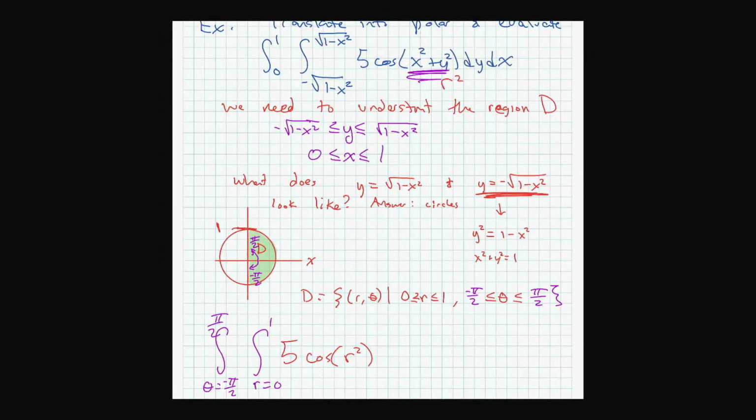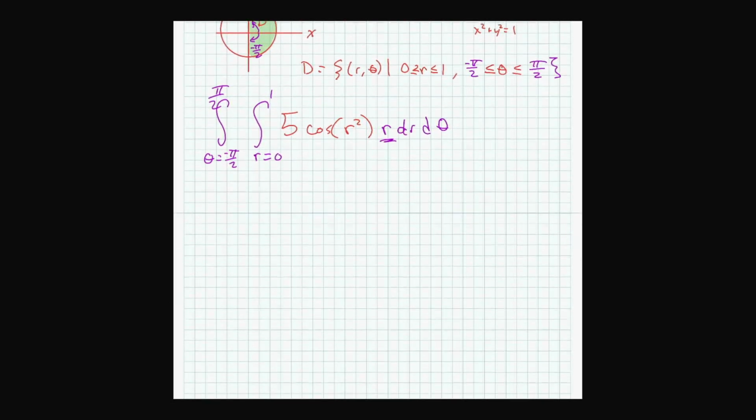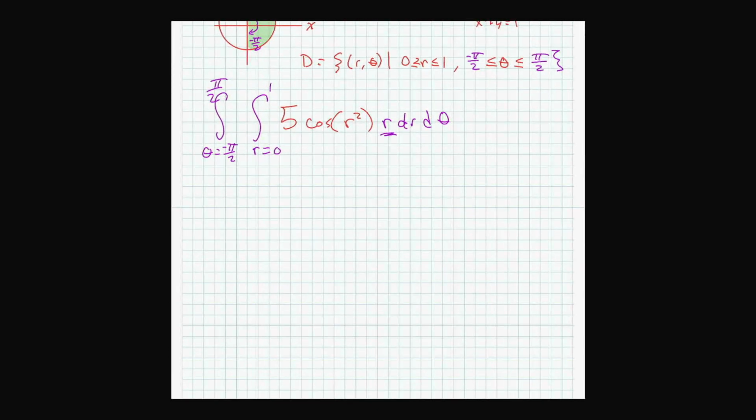And then what about the other part? What about this? Hopefully we understand that that's dA, so it's going to be r dr d theta. The hard part is remembering this extra r. All right, so this is the integral. Once we've translated it, now we can solve it.